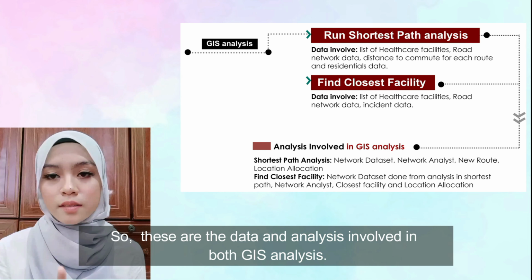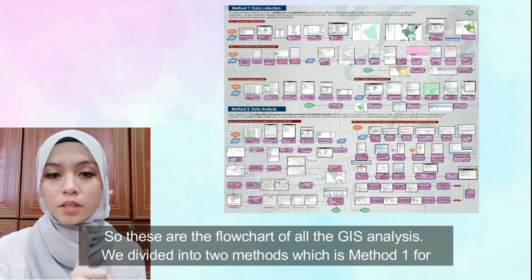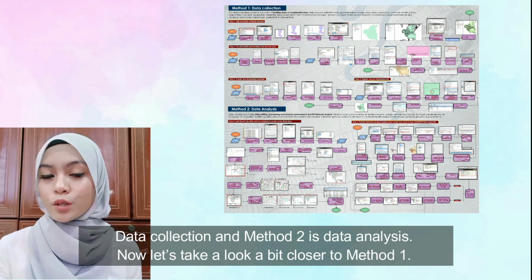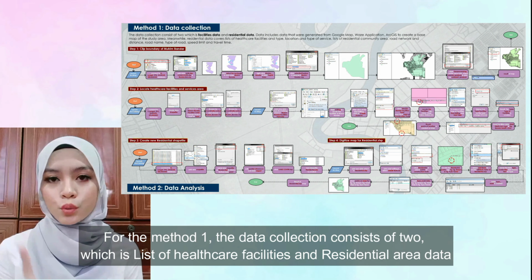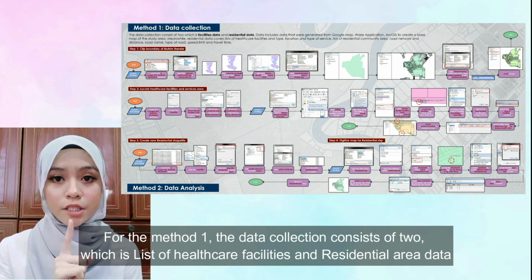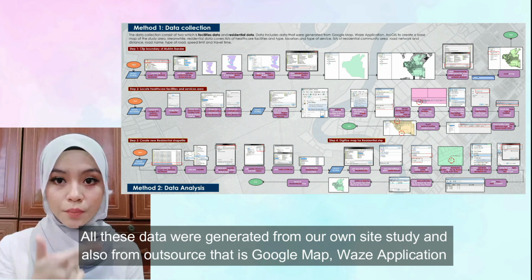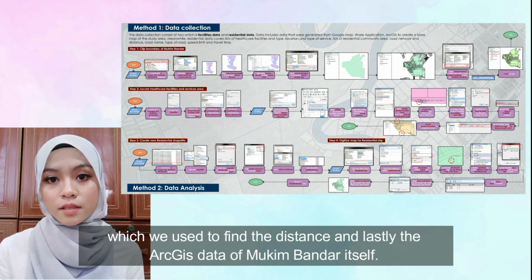So these are the data and analysis involved in both GIS analysis. And this is the flowchart of all the GIS analysis. We divided into two methods, which is the first method for data collection and method 2 is data analysis. Now let's take a look a bit closer at method 1. For method 1, the data collection consists of two, which is list of healthcare facilities and residential data area. All this data were generated from our own site study and also from outsourced sources, that is Google Map application, which we use to find the distance, and lastly the ArcGIS data of the Mukim Bandar itself.